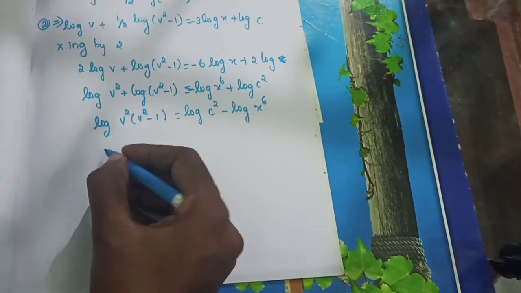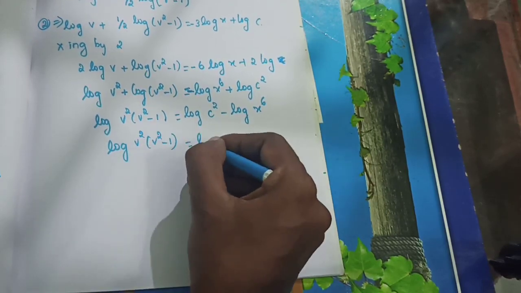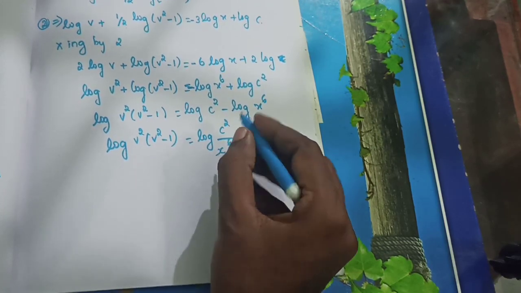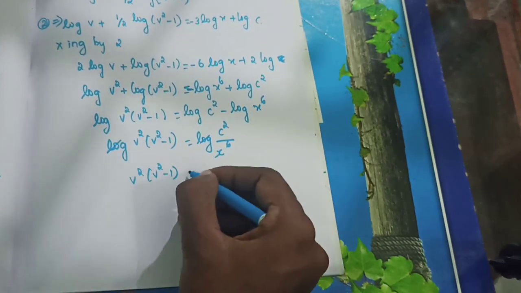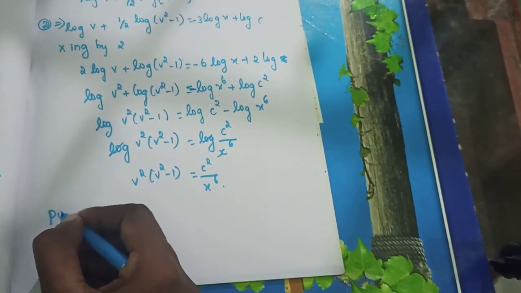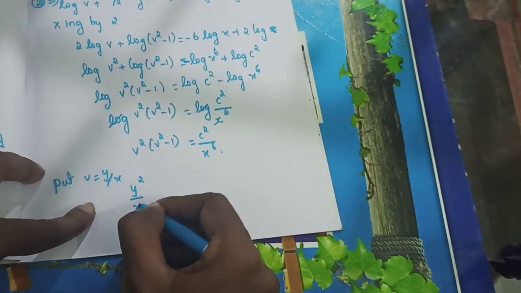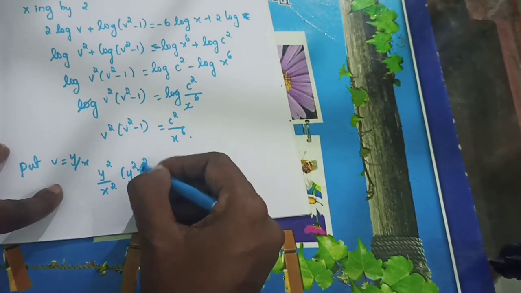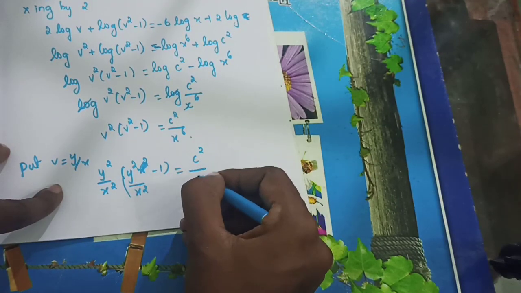So log a minus log b means log a by b. Log of v square into (v square minus 1) is equal to log of c square by x power 6. Okay, so log and log get cancelled. What's the balance? v square into (v square minus 1) is equal to c square divided by x power 6. What's the value for v square? It would be equal to y by x. Is it right? Substitute: y square by x square into (y square by x square minus 1) is equal to c square divided by x power 6.